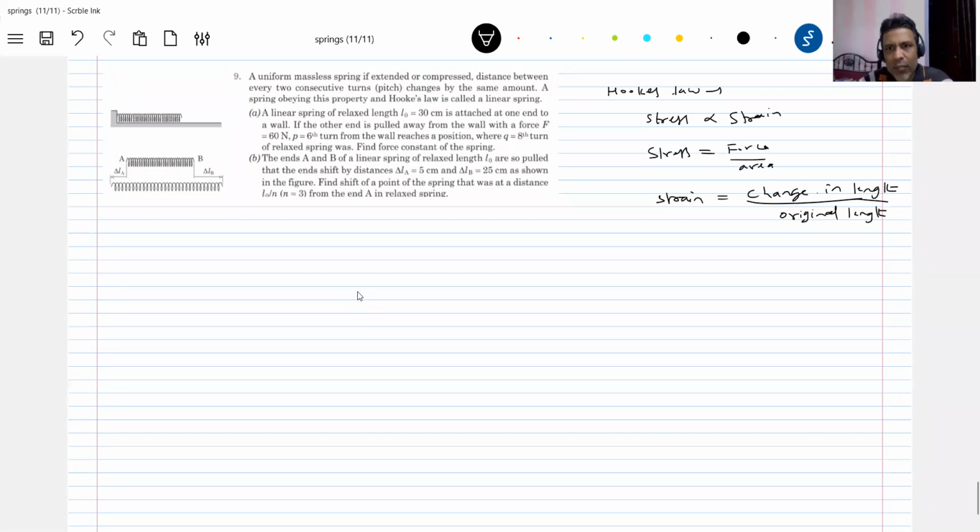So he's telling some very good information here. A spring obeying this property, Hooke's law, is called a linear spring. A uniform massless spring, if extended or compressed, the distance between every two consecutive turns changes by the same amount. If you look at the spring, it will have turns. The distance between two consecutive turns is called the pitch. So if you take a spring, I'll draw the diagram.